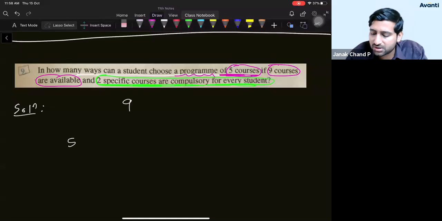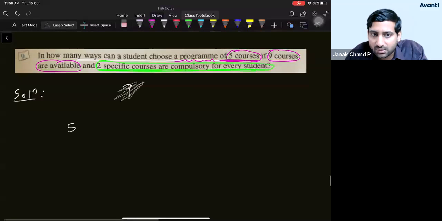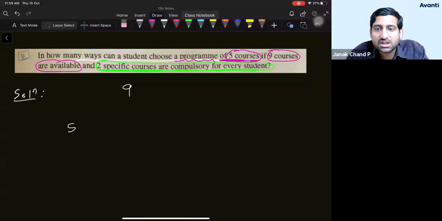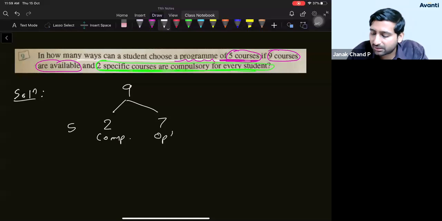So how do you solve this question student? See, there are 9 courses totally and we need to choose any 5. But in this 5 student, 2 are compulsory. Whenever they say that something is compulsory student, whenever some extra condition is given, either in permutation and combination, you should first take care of that condition. So that means student, I have taken the 2 compulsory ones. This 9 can be distributed as 2 compulsory and then 7 optional.